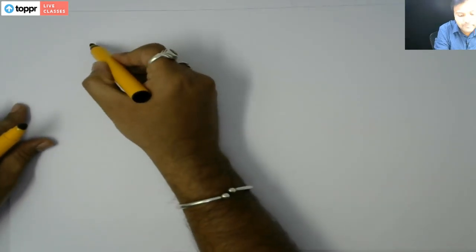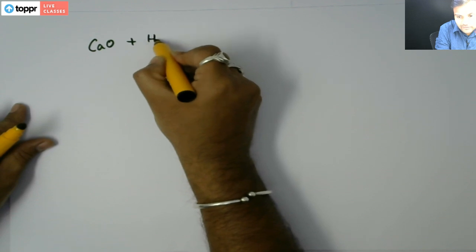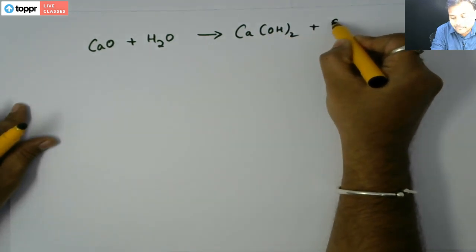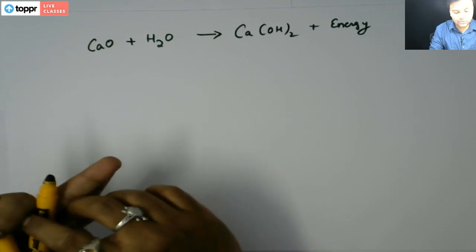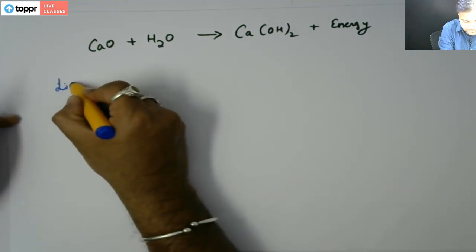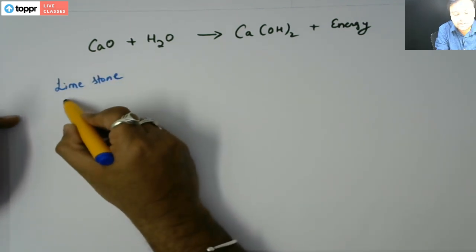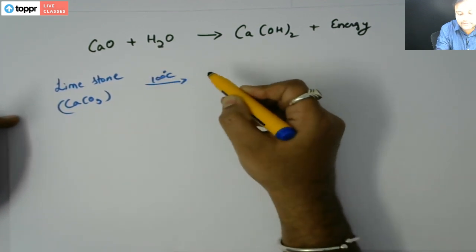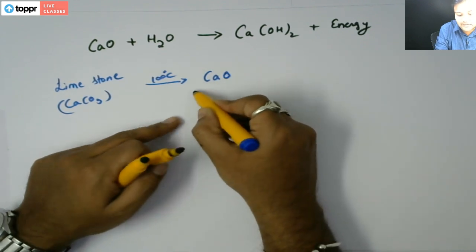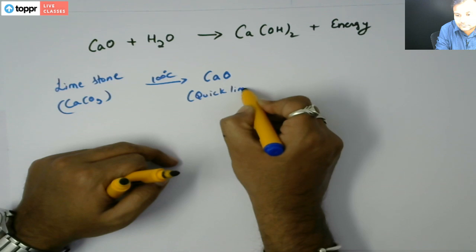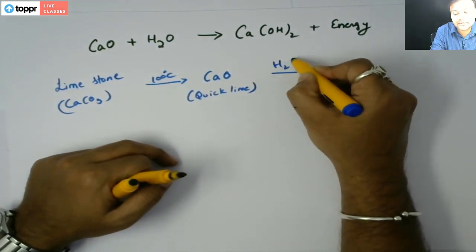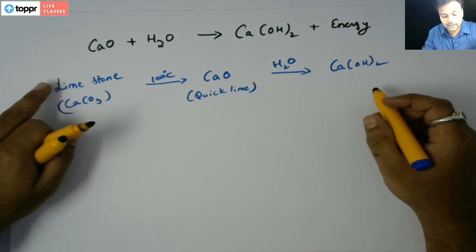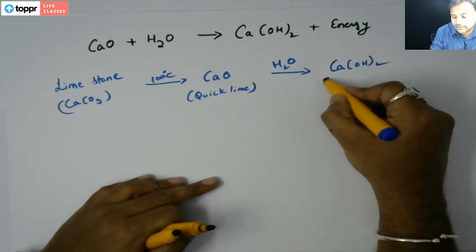What happens when calcium oxide reacts with water? It forms calcium hydroxide with release of energy. You know limestone, right? Limestone is nothing but calcium carbonate. When limestone is heated up to 1000 degrees centigrade, there is formation of calcium oxide, that is your quicklime. Quicklime, when treated with water, forms calcium hydroxide. Limestone, quicklime, this is slaked lime.